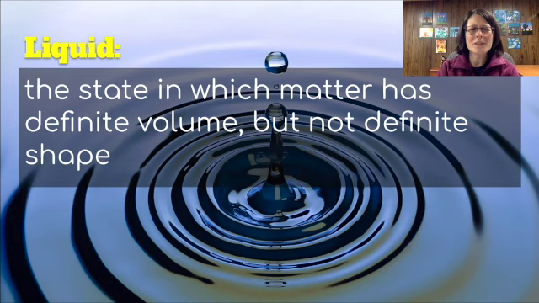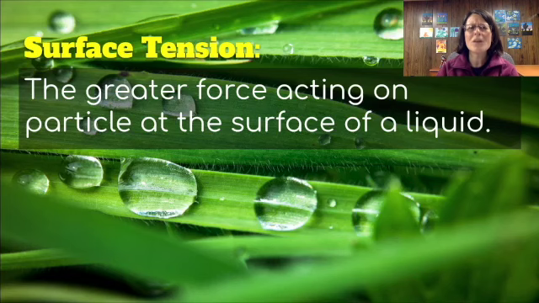So a liquid is the state in which matter has definite volume but not definite shape, unlike a solid that has definite shape and definite volume. When we're talking about liquids, we're going to be also talking about surface tension, the greater force acting on particles at the surface of a liquid.